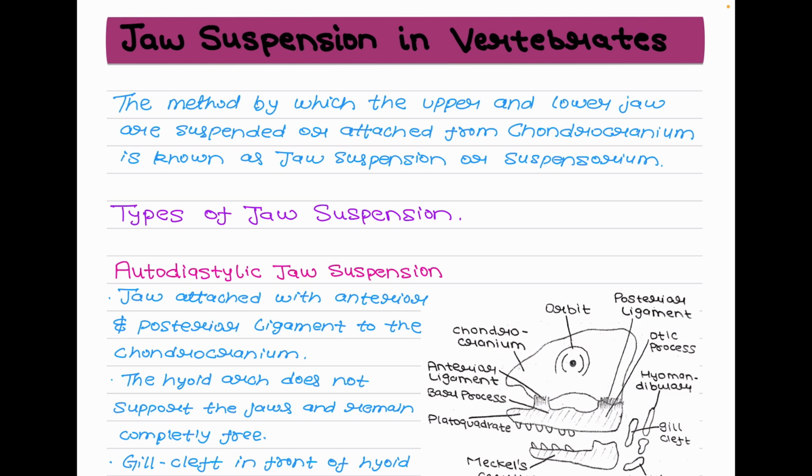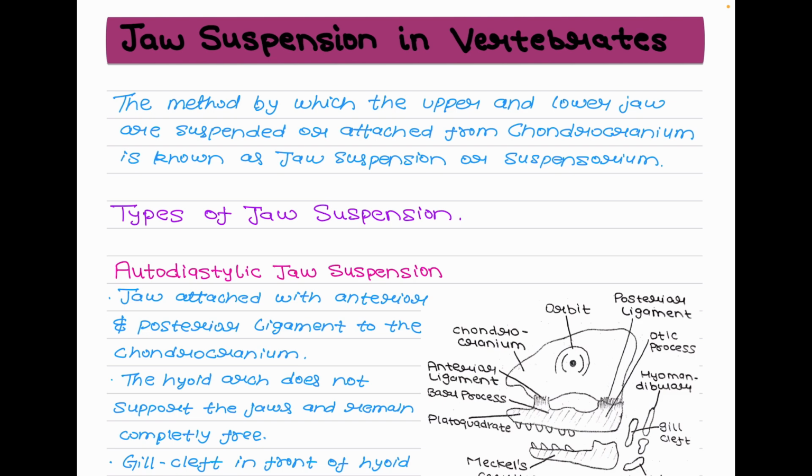Last is columella or stapes. It is a small bone of the middle ear derived from the hyomandibular. It is involved in sound transmission in tetrapods. These components are rearranged in different ways across vertebrate groups, forming the basis of different jaw suspension mechanisms through evolution. Now let's talk about the types of jaw suspension in vertebrates.